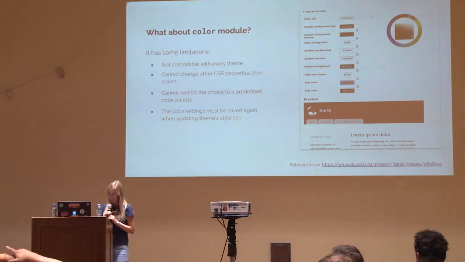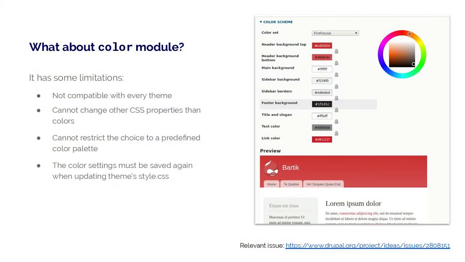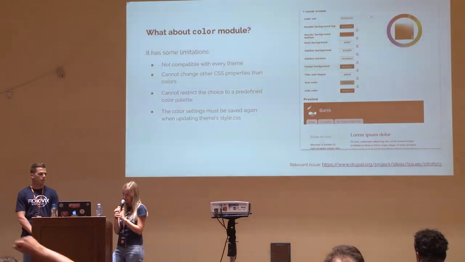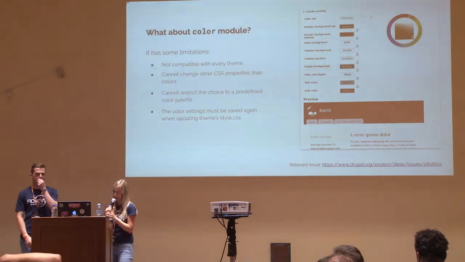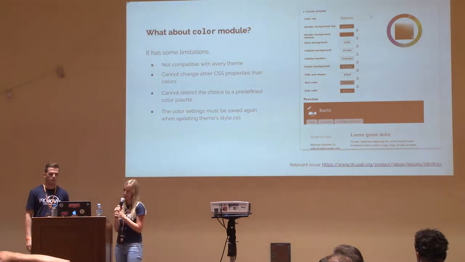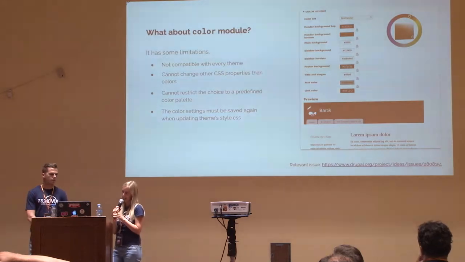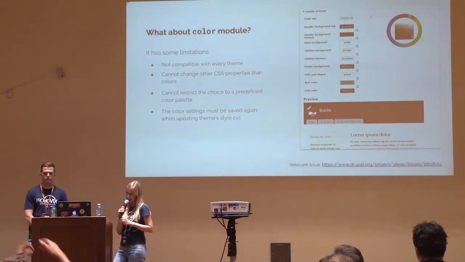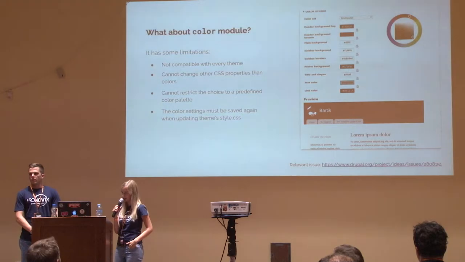Okay, so in our example project, we set up an example project for customizing colors, just for simplicity. And here comes the question. In this example, we will show how to override colors. And here comes the question, why don't we use the color module for that? So I did some investigation, and it turned out that it has some limitations.